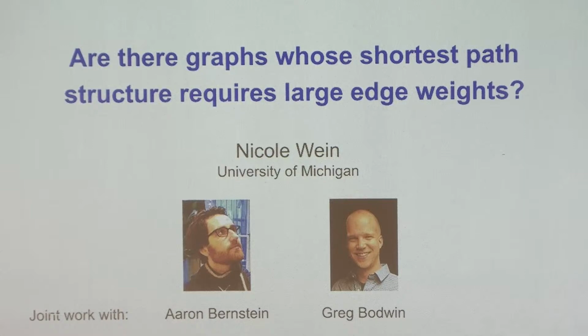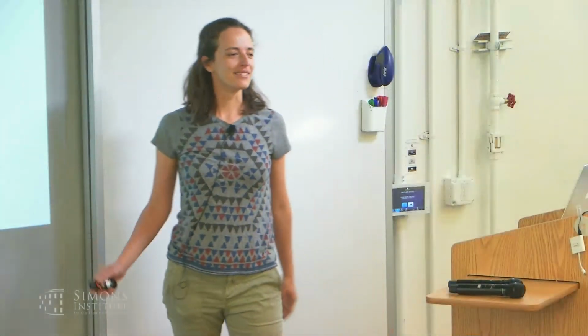So I'm going to be talking about some joint work with Bernstein and Greg Bodwin. And we're going to be talking about answering the question of, are there graphs whose shortest path structure requires large edge weights? So let me tell you what I mean by that next.